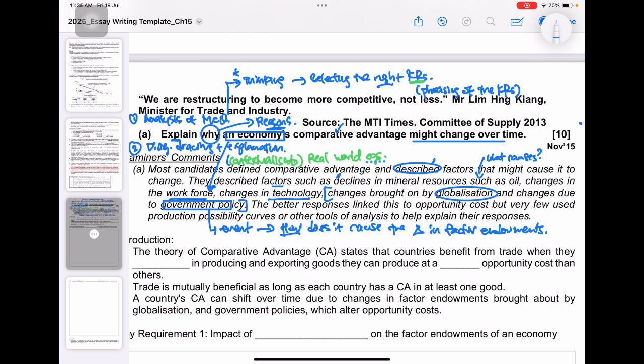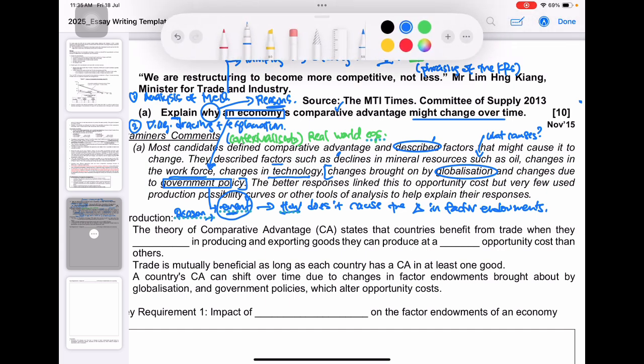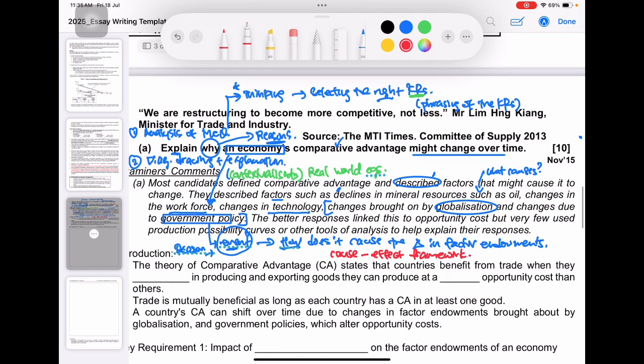So how does it change? Actually the reasons here are the reasons that cause the change in the factor endowment. Okay, so you are to explain this, and I think some of you who are a bit sharper will realize that I am further emphasizing this cause and effect framework for you to think about the points that you are writing.